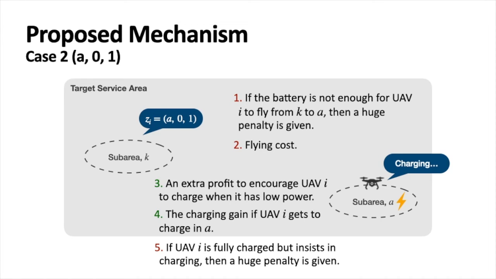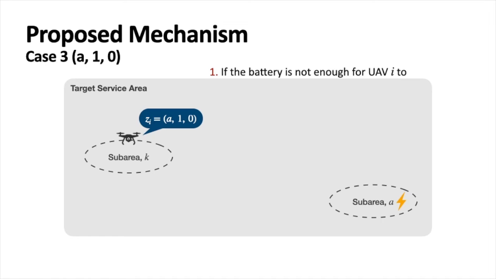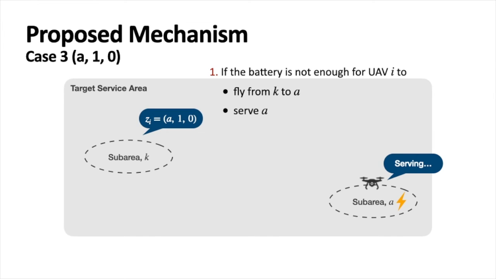It gives us a picture of how the utility is calculated in case 2. Now we move on to case 3. In case 3, UAV I would like to fly from K to A and serve A. Things are slightly different here. We must ensure that it has enough power to fly to A and serve A. Afterwards, it still has enough power to fly to the nearest charging station to charge.